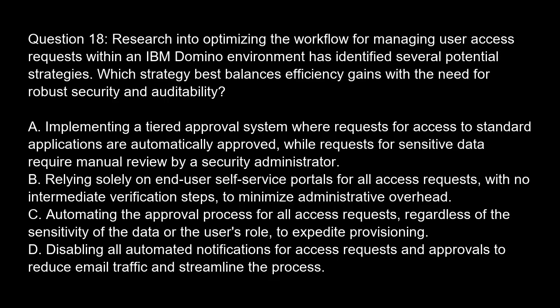Option B. Relying solely on end-user self-service portals for all access requests, with no intermediate verification steps to minimize administrative overhead. Option C. Automating the approval process for all access requests, regardless of the sensitivity of the data or the user's role, to expedite provisioning. Option D. Disabling all automated notifications for access requests and approvals to reduce email traffic and streamline the process.